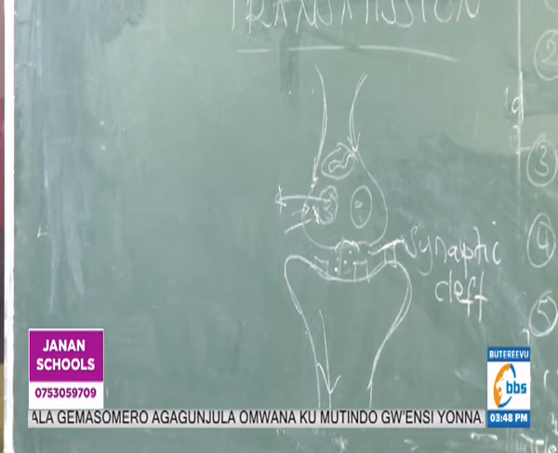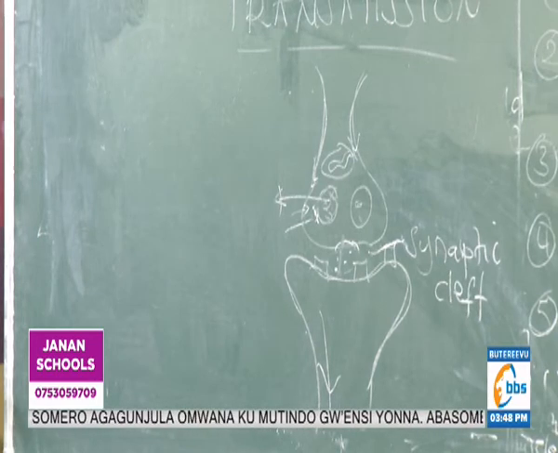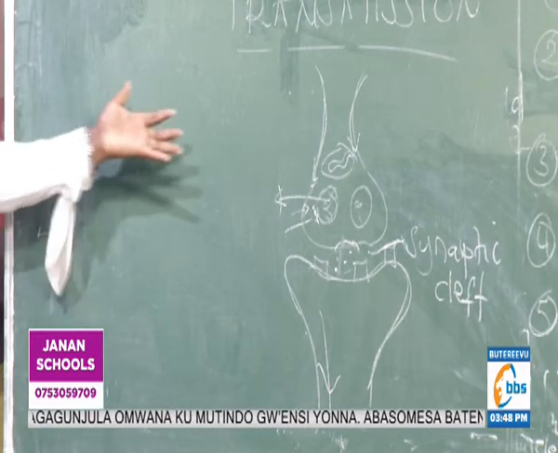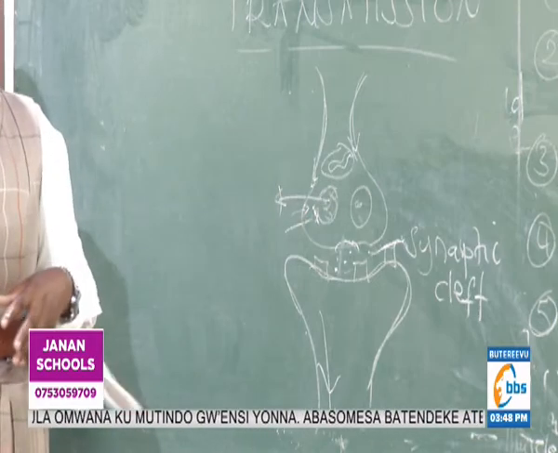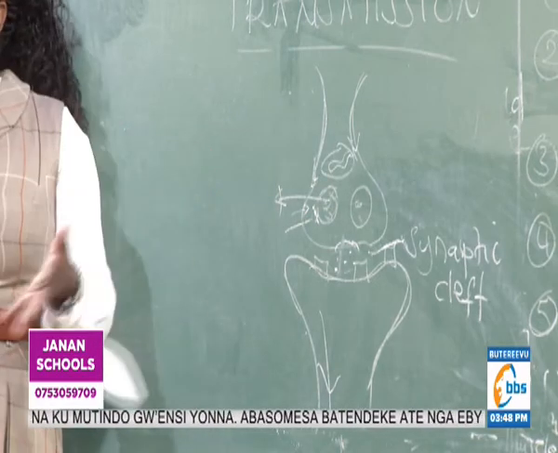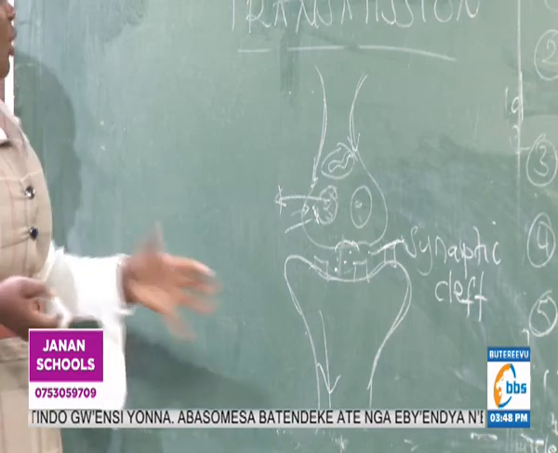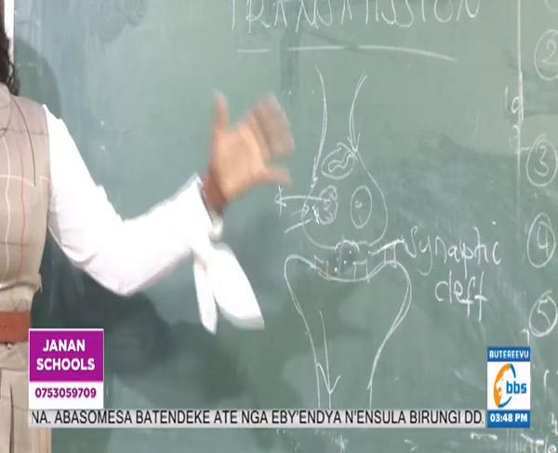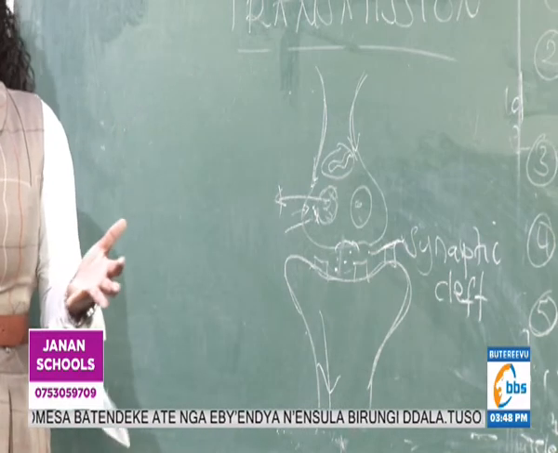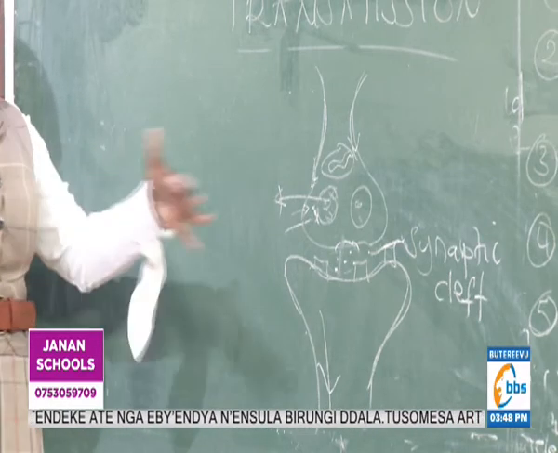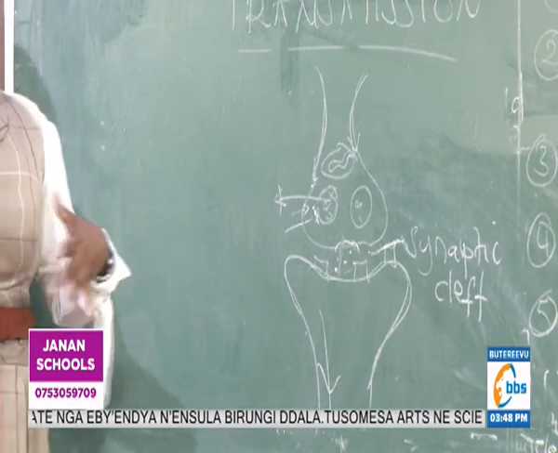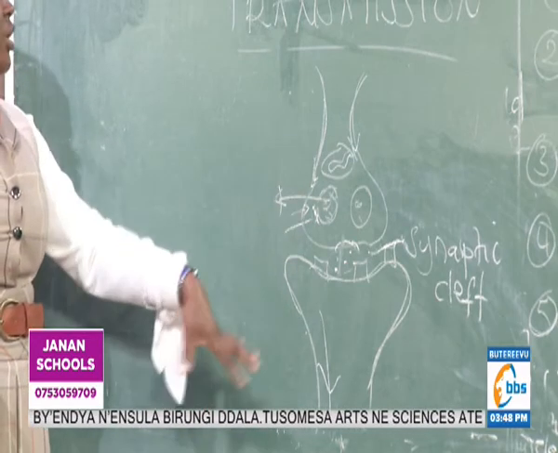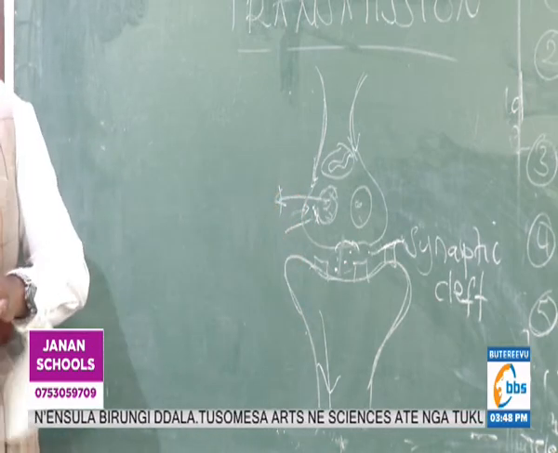The first function is that it enables communication between two neurons, or between a neuron and a muscle. There must be communication. Several neurons in our body are connected differently within our brain, within our spinal cord, in different body parts, or between the brain and the muscle. Communication between neurons is a result of synapses.